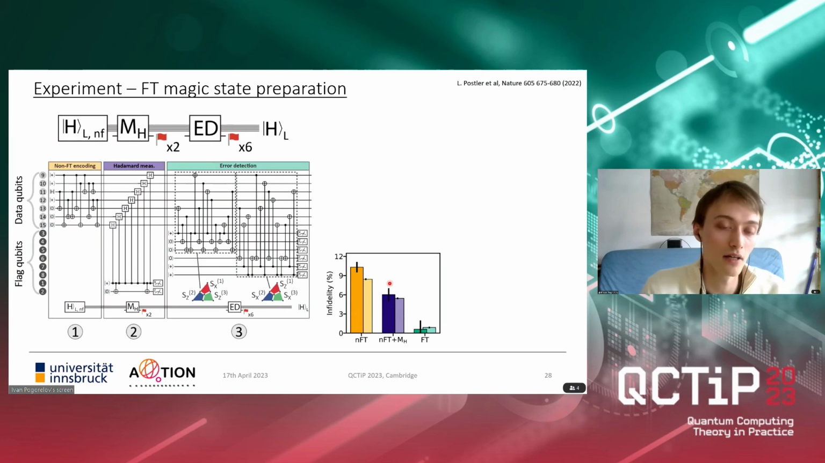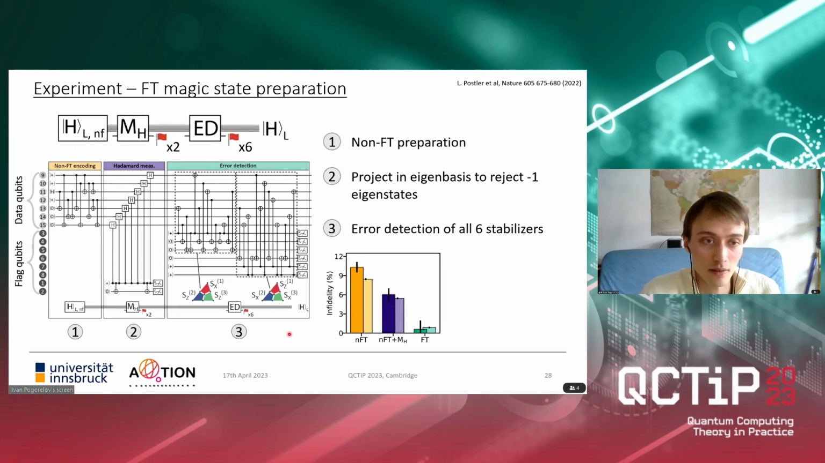The last part, which is required for the universal gate set, will be magic state injection and T-gate, which starts from preparation of the magic state. So you can see this heavy circuit here. As I said, it consists of non-fault tolerant preparation and 2 flag checkups. One is measuring in eigenbases, and second one is error detection of all 6 stabilizers.